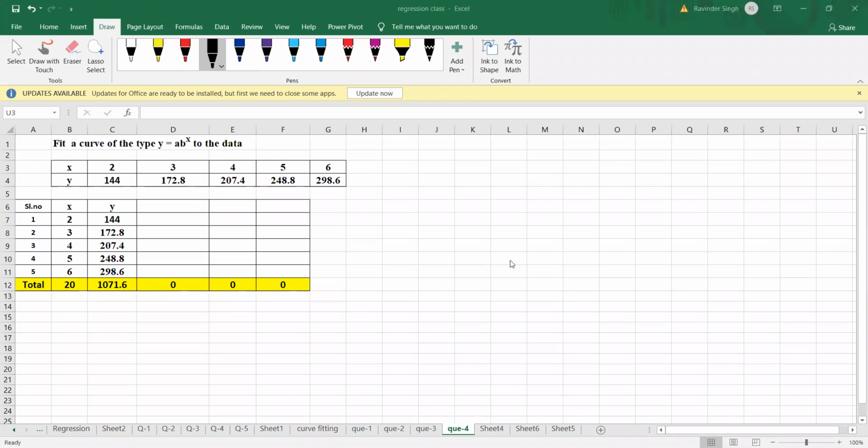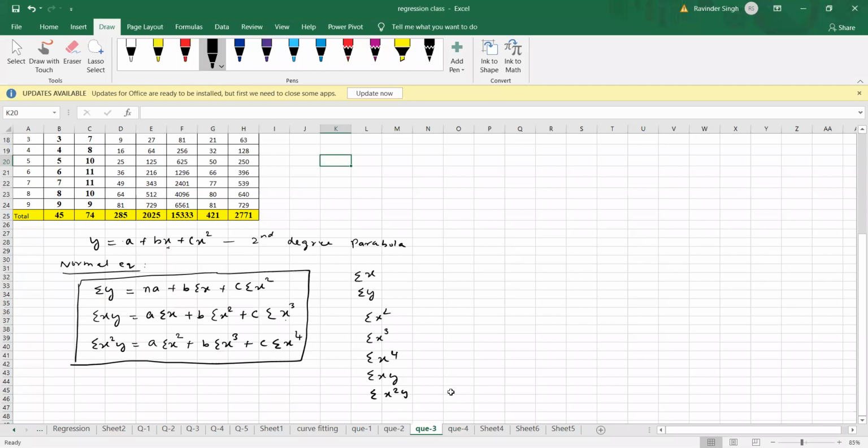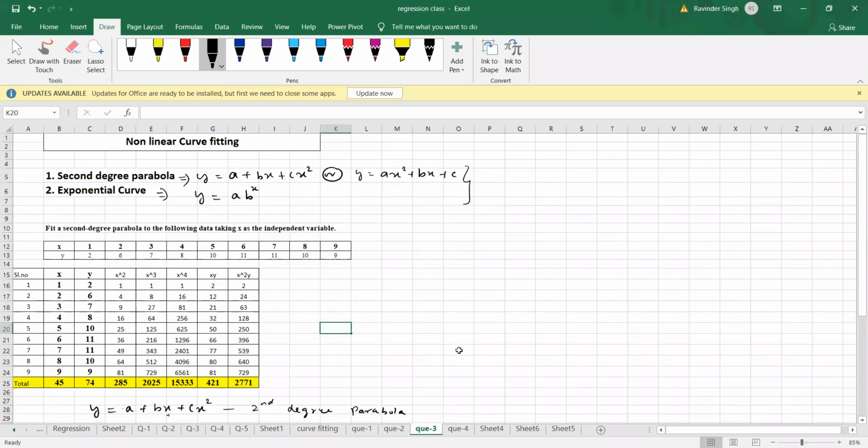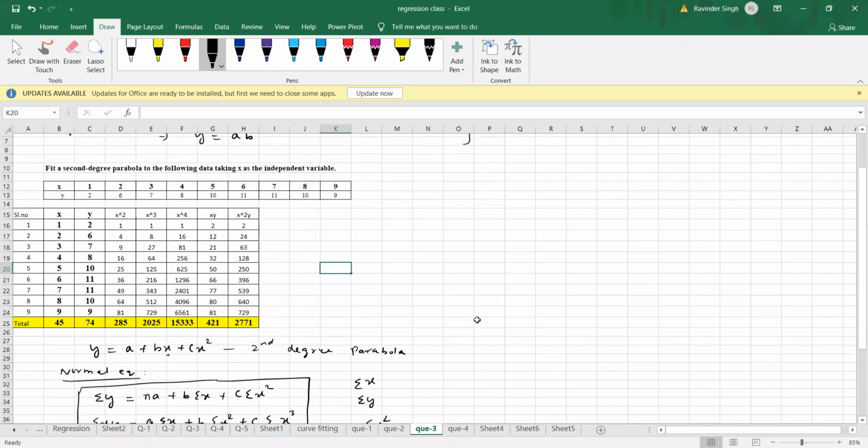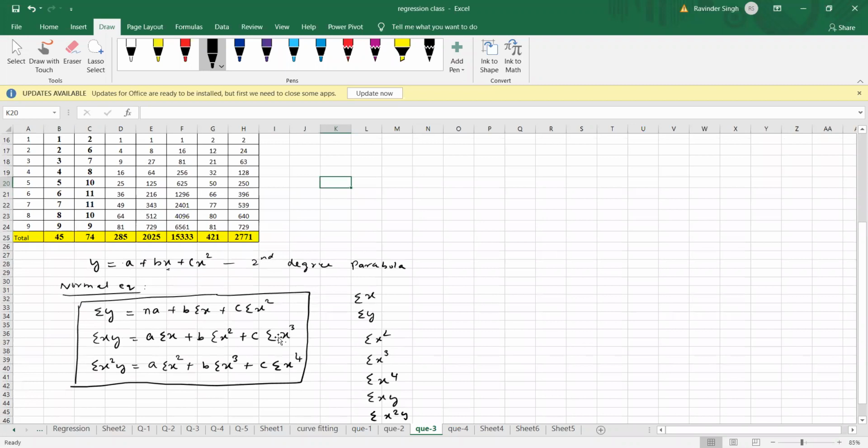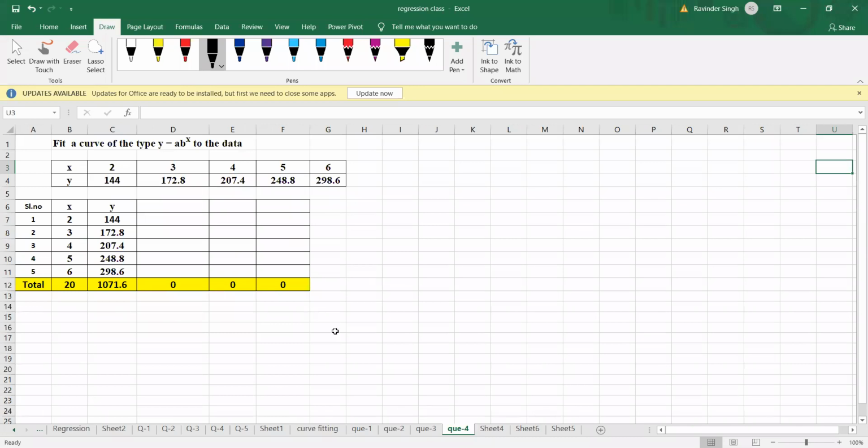So, till yesterday, we have worked out the problems on curve fitting up to second degree parabola. We have seen, right? And we have left out the normal equation, and I've told you to solve this part. We will see the solution of this. Anyway, normal equation we have written, but before that, we will work out the exponential curve, and then we'll come back to that problem. All right.